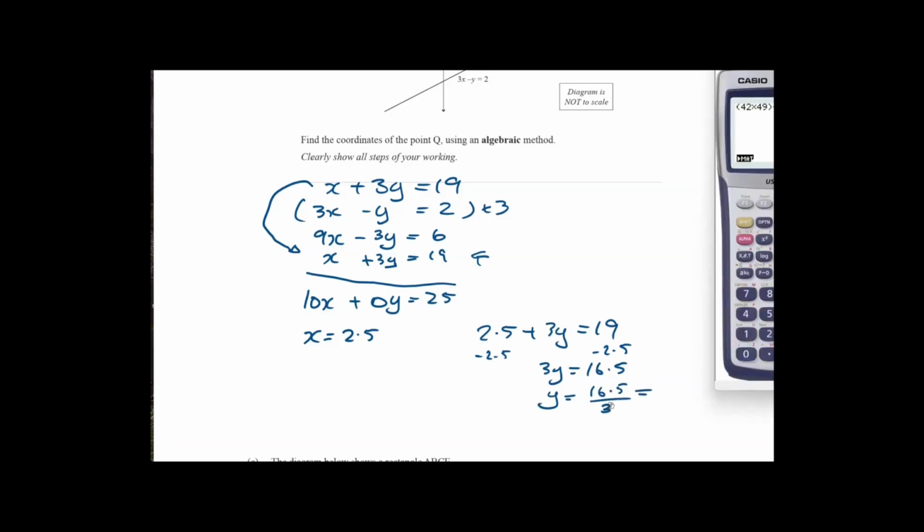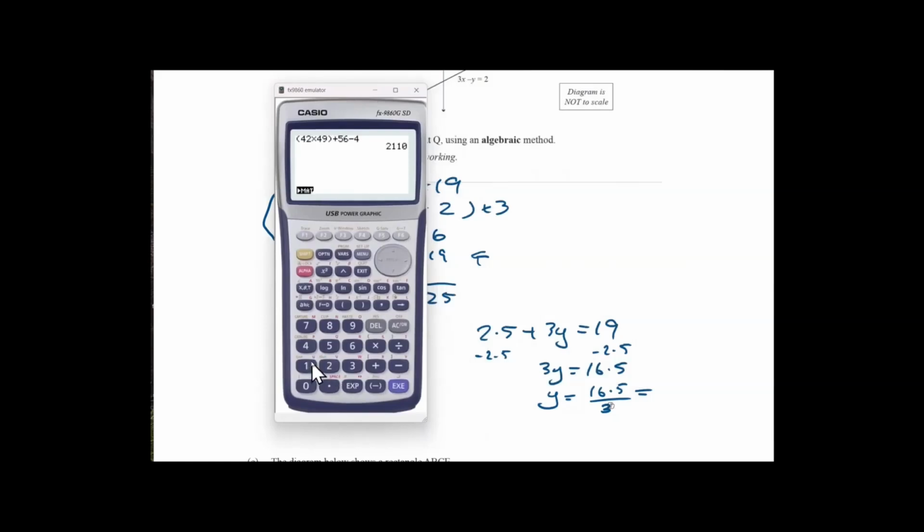And now let's choose one of them. Let's choose this one here. So x is 2.5. So 2.5 plus 3y equals 19. So take 2.5 away from both sides. So 3y is going to be equal to 16.5. So y is going to be equal to 16.5 divided by 3, which is off the top of my head. So let's get our calculator.